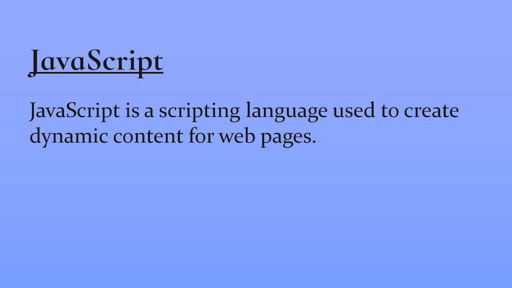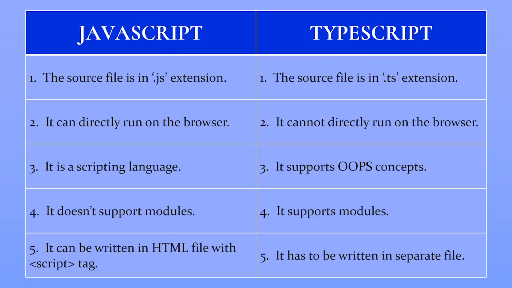JavaScript is a scripting language. It is used to create dynamic content for web pages. JavaScript and TypeScript are both used for creating dynamic content, but JavaScript is just a scripting language. As I said, it doesn't have additional features like types for numbers, strings, arrays and boolean expressions, but it is just a scripting language. It just adds the functionality to our web pages. So let's see more differences between TypeScript and JavaScript.